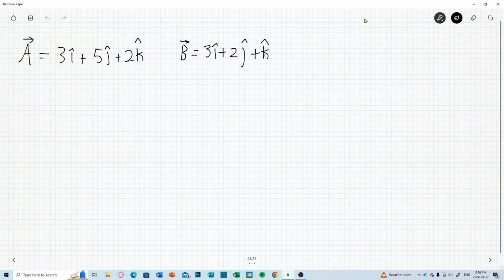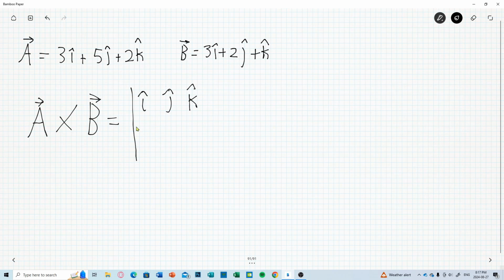Alright, now we have question 1, where the vector a is 3 multiplied by i plus 5 multiplied by j plus 2 multiplied by k, and our vector b is 3 multiplied by i plus 2 multiplied by j plus k. So the first step is we have a cross b, both of them being vectors because they have the arrows up top. Now we're going to set this up with i, j, and k, all of them having a hat on top, and then we have 3, 5, 2, and 3, 2, 1.